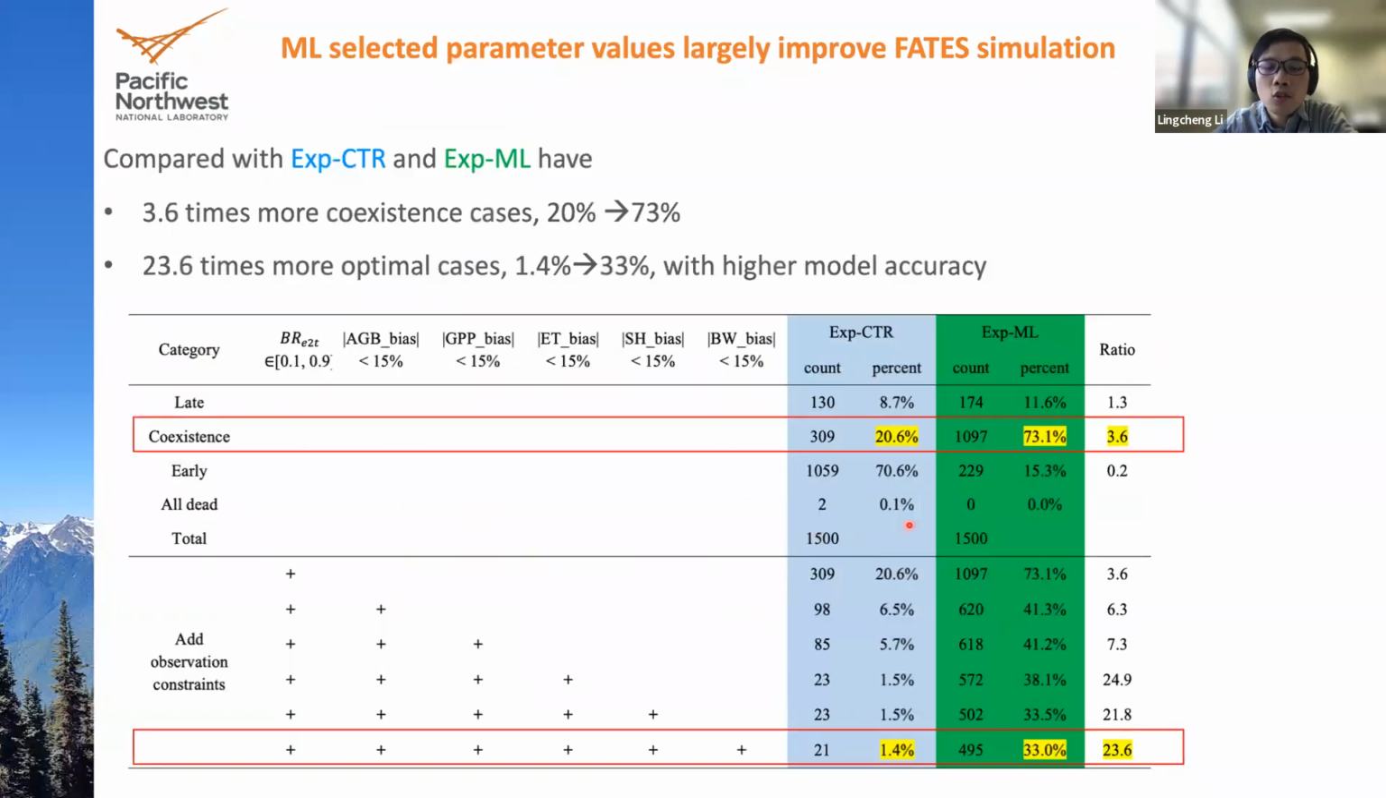And if we look into more detail about the values, for the coexistence cases, the machine learning selected parameters increased from 20% to 70%, which means it produced 3.6 times more coexistence cases than the control experiments. And if we filter these coexistence cases to get the optimal simulations, which means we further consider less model bias, in the control simulations only 1.4% of cases are optimal. But now we have about 30%. So this improvement is more than 20 times.